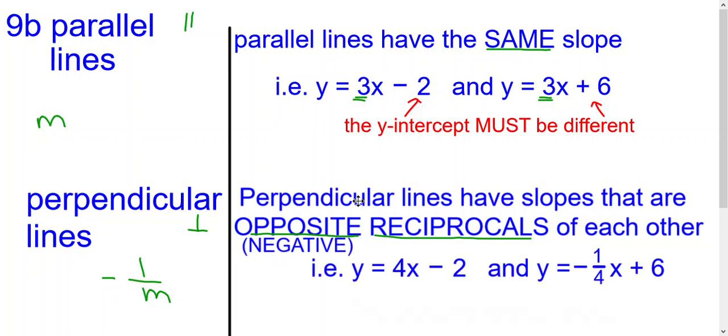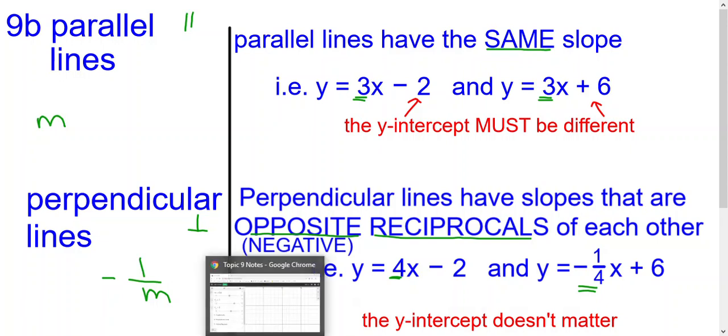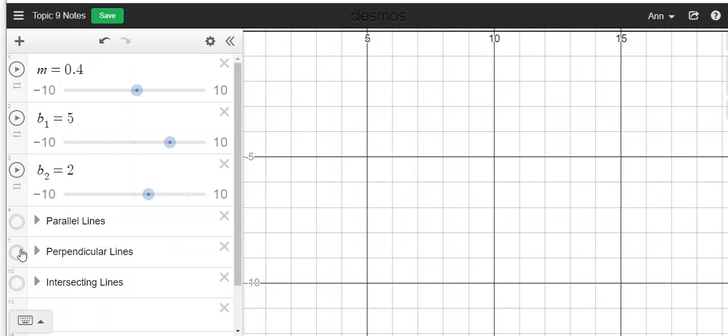Here's a good example. In our first instance, we're given 4 as our slope, and it's going to be perpendicular to something with -1/4 as the slope. Okay? We're going to see on the graph here that it does not matter what the y-intercept is, that they could both be the same. Okay? Let's look at our graphs of perpendicular lines.